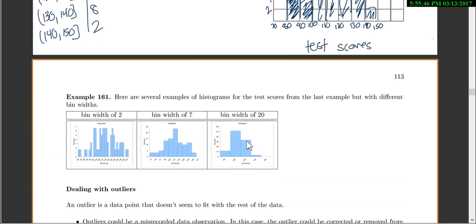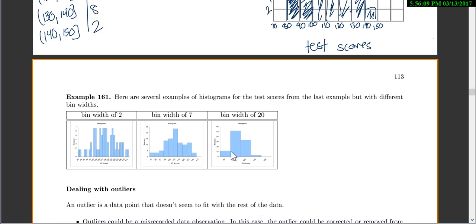Okay. So how did our histogram change? When you look at the 2, that's so small that we have just lots of spikes and it's kind of hard to see the overall shape. The 7 seems to be pretty good, I think. I can tell kind of what the most common is and get an idea of the overall shape.